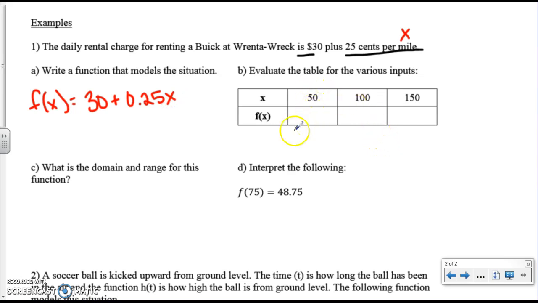Now you're going to go ahead and plug in 50 and 100 and 150. So I'm going to let you go ahead and use your calculator to do those real quick. And see what you get there.